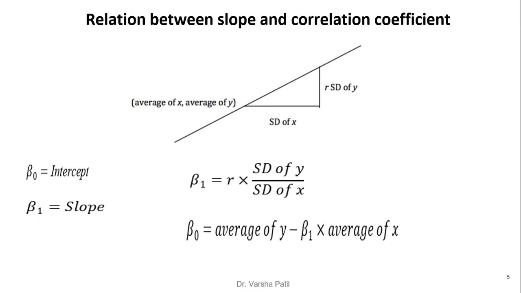Relationship between the slope and correlation coefficient. This is the relationship between the slope and correlation coefficient, that is, beta 1 is equal to r into the standard deviation of y divided by the standard deviation of x. So this is the case. Here it is the standard deviation of x and y, r is the correlation coefficient, and beta 1, that is the slope, is equal to this relation. And for the intercept, it is the average of y minus beta 1 into the average of x. So this is the formula to calculate the intercept.